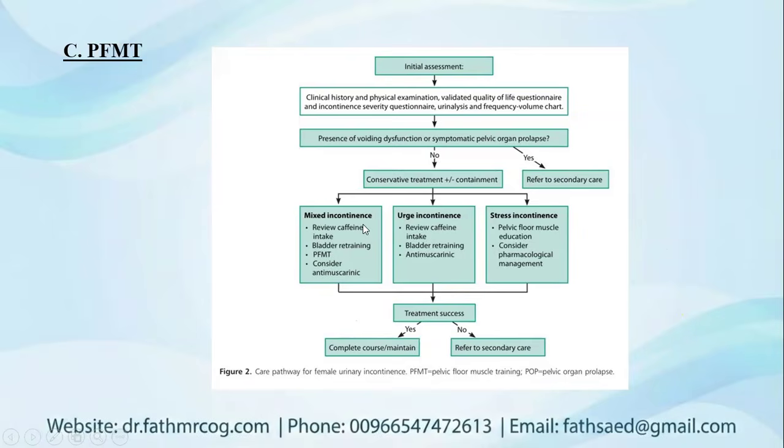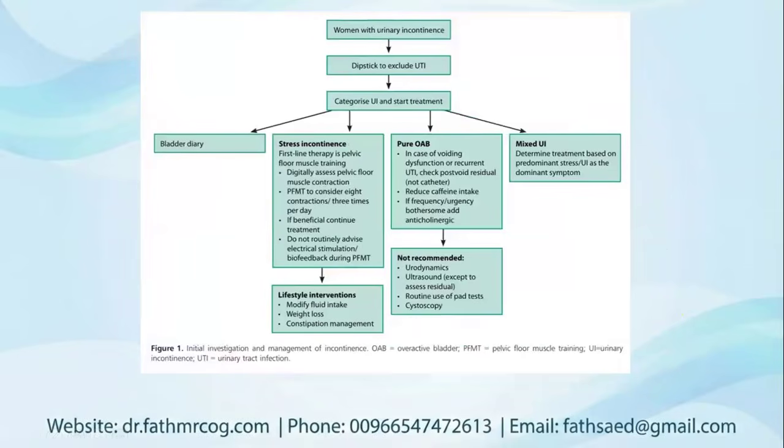So in the exam, if they tell you the dominant symptom of the patient is overactive bladder, it will be bladder retraining. If you see the dominant symptom is stress, it will be pelvic floor muscle training. Treatment success: complete this one and maintain. If not, refer the patient to secondary care. They will do more investigation, they will do the urodynamic.